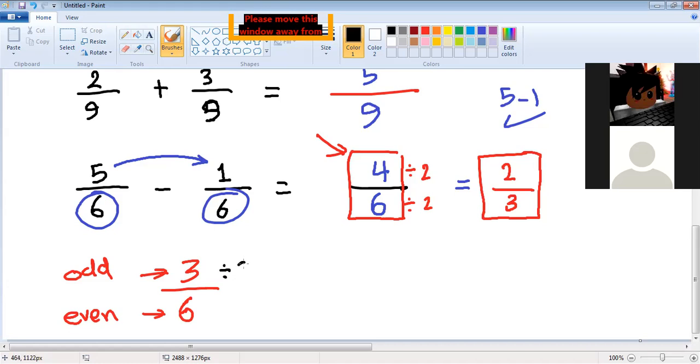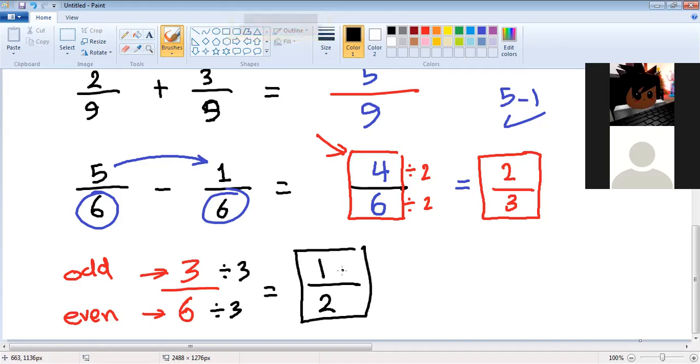Can we divide 3 by 3? Yes. Can we divide 6 by 3? Yes. So we can do that. What's 3 divided by 3? 1. What's 6 divided by 3? 2. You understand that? Yes.